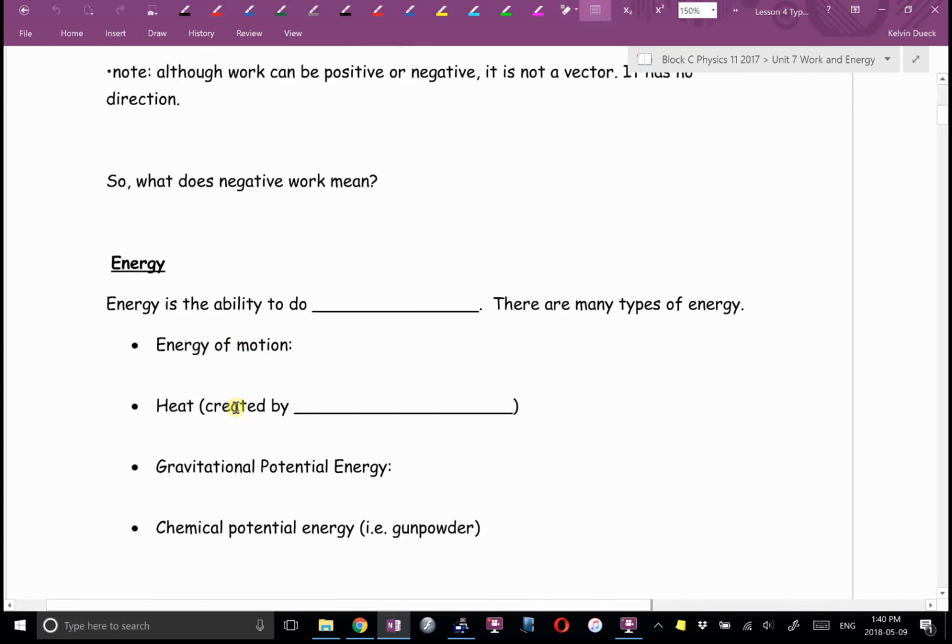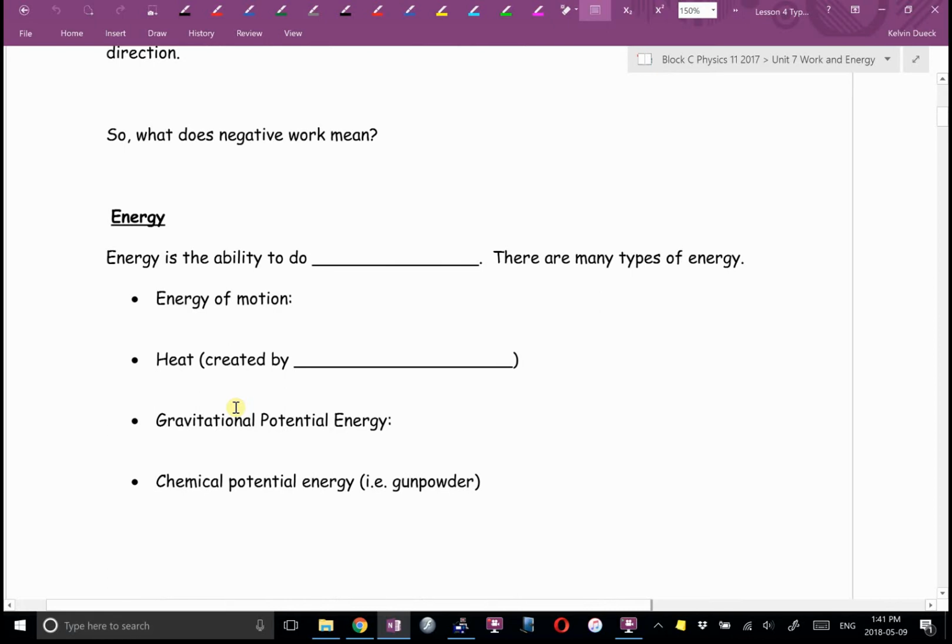So what does negative work mean? We've got to talk about energy. Energy is defined as the ability to do work. How is work defined? Force times distance. So if an object has energy, it has the ability to exert a force over a distance.